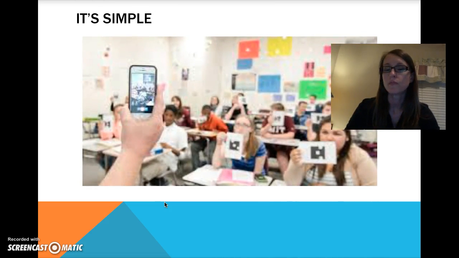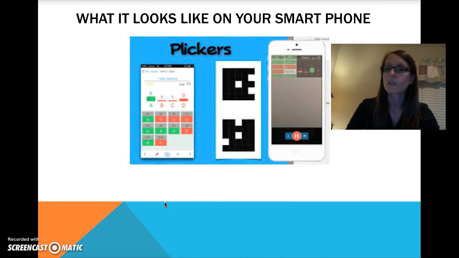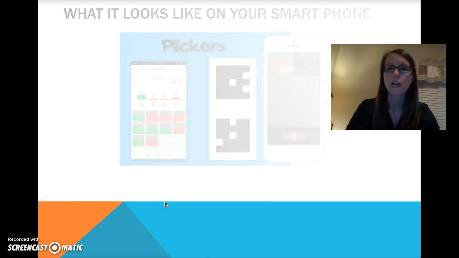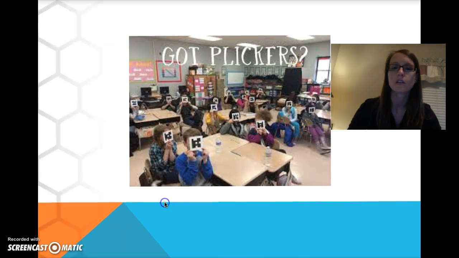So it's simple. It's easy for the teacher, easy for the students. All they have to do is hold the card up to the right answer, and that's it. So this is what it looks like on your phone. The students hold these cards up and the data is transposed into the application, and it will tell you how many answered A, B, C, or D. And then once you get out of there, it will tell you the percentage that answered correctly, and it actually calculates that. I chose Plickers because they even have young students using it. So that means that anyone can use it.